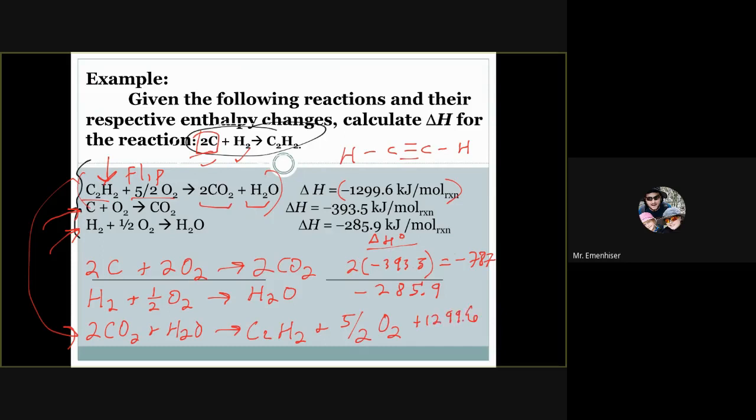1299.6. Okay, so now what we're going to do is add up these reactions, and they should get us our target reaction with nothing else left over. Nothing missing, and nothing left over. It needs to be exactly this reaction right here. And then we're going to add up our delta H's, and that should be our answer as long as everything in our reaction cancels out and we get the target reaction. So let's see what we get. Okay, we have our 2 carbons here, and that's not going to cancel anywhere. We have our 2 H's here, so H2. Okay, so 2C plus H2. We got this part here.